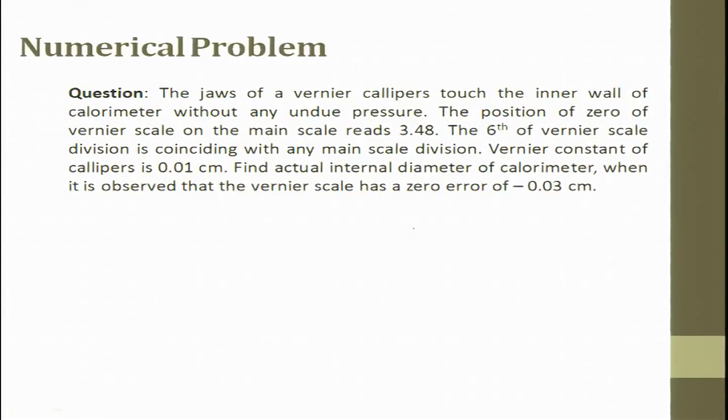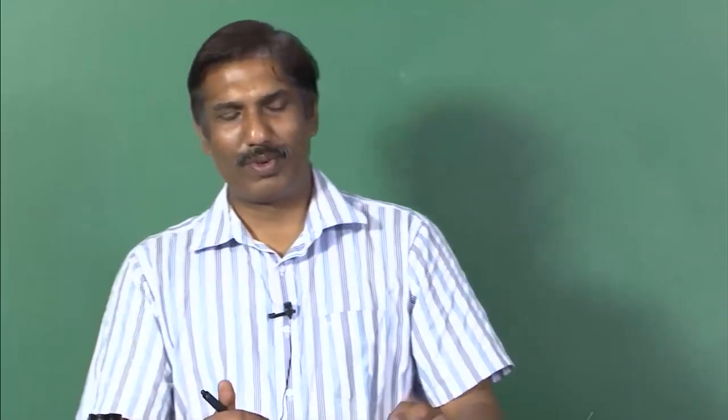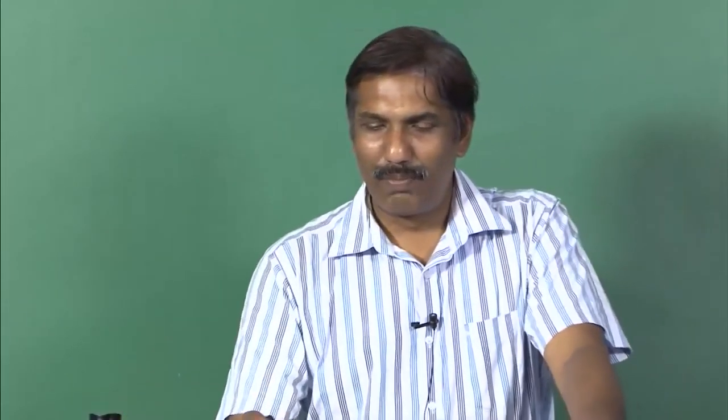So, let us take a simple example to solve the problem. A jaw of a vernier caliper touches the inner wall of a calorimeter without any undue pressure. And by the way, when you use all these instruments, make sure that you do not apply tremendous pressure. That is why in a screw gauge, after the shaft is put inside, we start rotating the screw, and later when we rotate the vernier screw head, we just wait for the click sound, because the click sound applies uniform pressure on the cylindrical component.